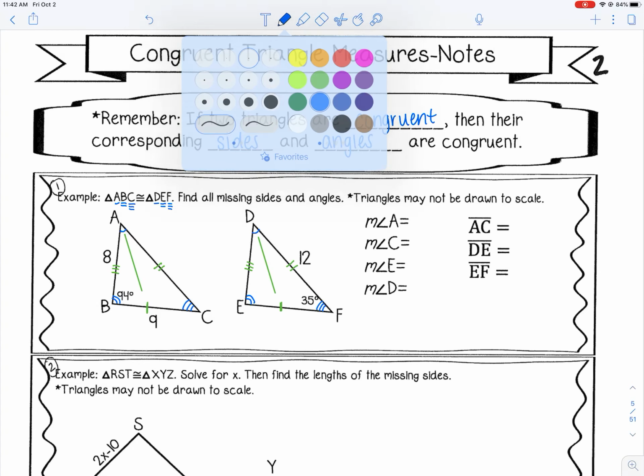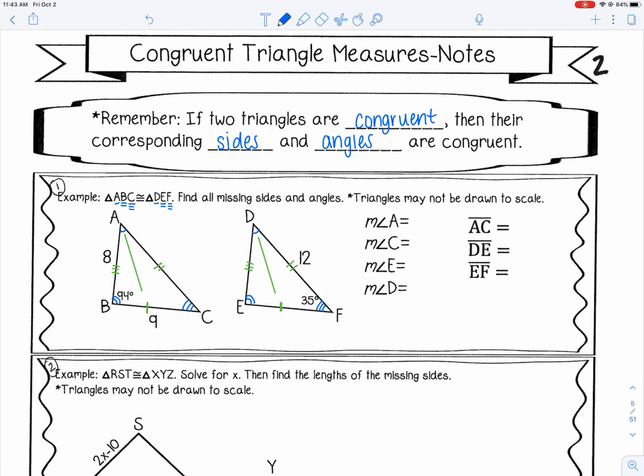But looking at these, to solve for angle A goes with angle D. We don't know either of those yet, so we're going to have to skip those for a second and then come back to them. Angle C is congruent to angle F. Therefore, angle C is 35 degrees. Then angle E is congruent to angle B. Those correspond. They both have two tick marks, so angle E is 94 degrees.